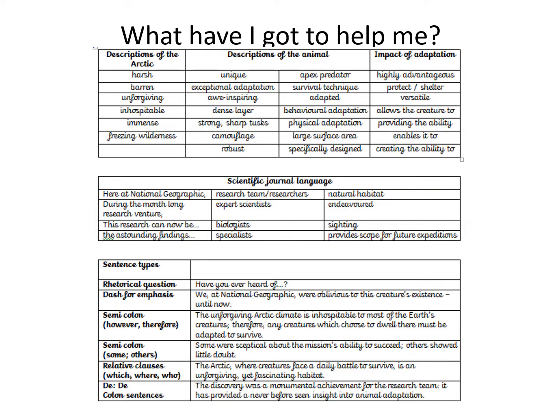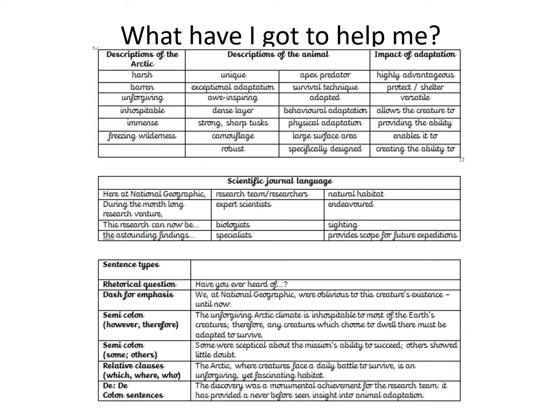So just to make you aware, when we're writing in class, we always have a word bank. I've done one for this week as well. I will upload this as a separate attachment onto Portfolio. So we've got some descriptions of the Arctic, and can I just nag you, it's Arctic with a C, A-R-C-T-I-C, so check your spelling of that please. So we've got some descriptions of it, we've got some descriptions that you could use for your animal. We've got the impact of its adaptation. So why does it have that adaptation? Does it provide it with the ability to do something? Does it protect it? Does it shelter it? So we've got a few things to help you with your sentence structure there.